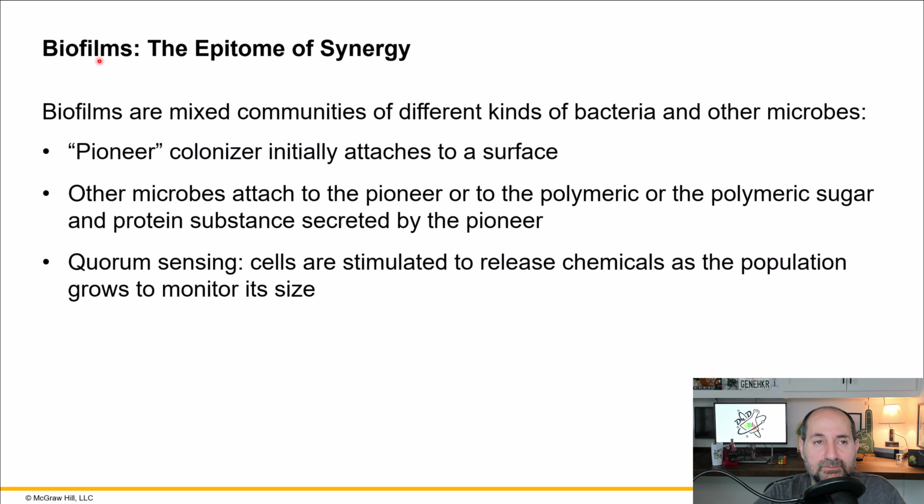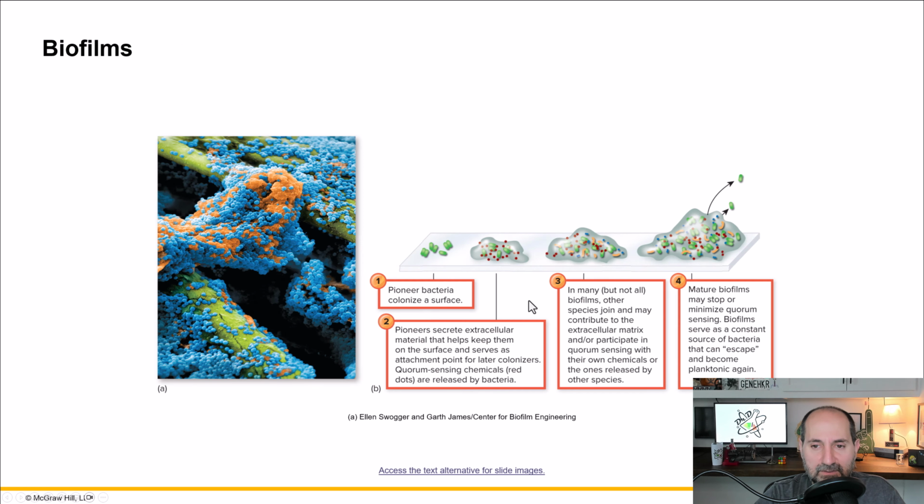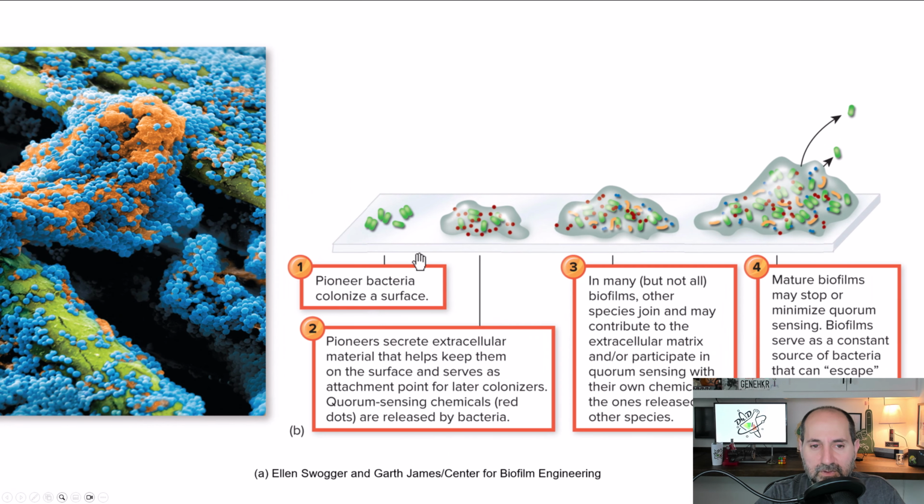Now, biofilms are the epitome of synergy. In biofilms, you have mixed communities. This means different species of different kinds of bacteria and other microbes all living in the same environment in this secretion, this biofilm goo. Okay, remember how bacterial biofilm forms?